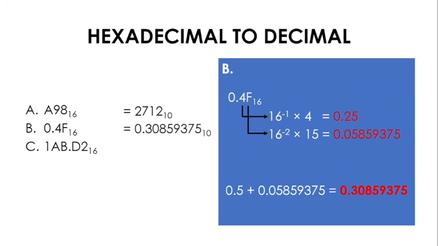0.30859375. So the decimal equivalent of 0.4F hexadecimal is 0.30859375.